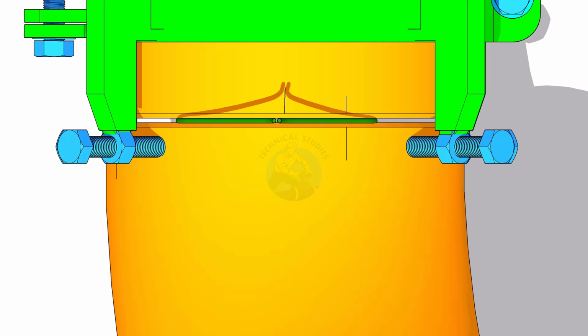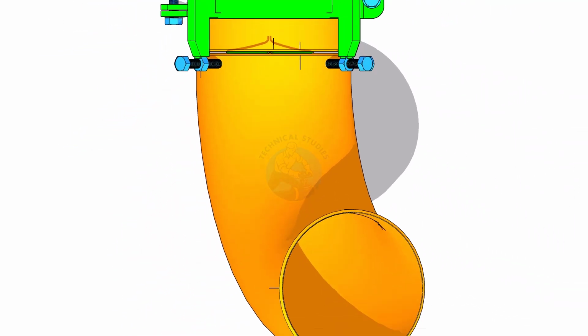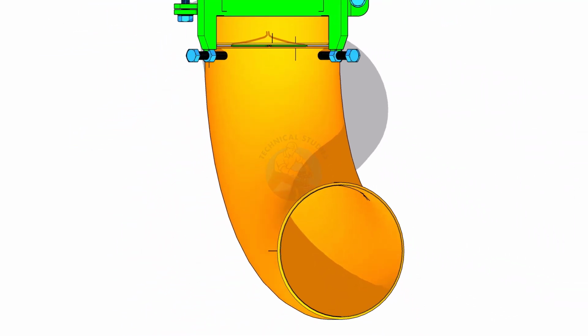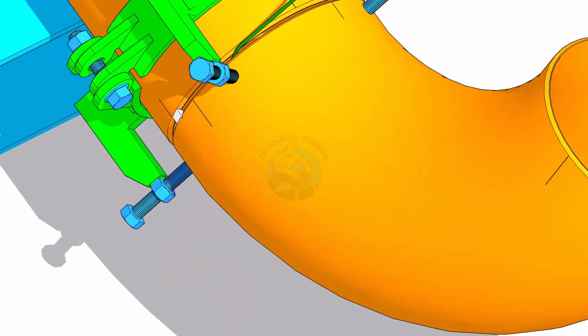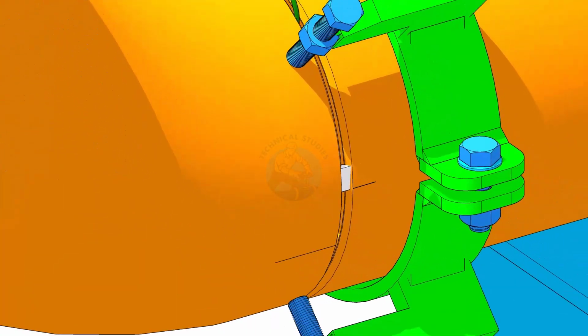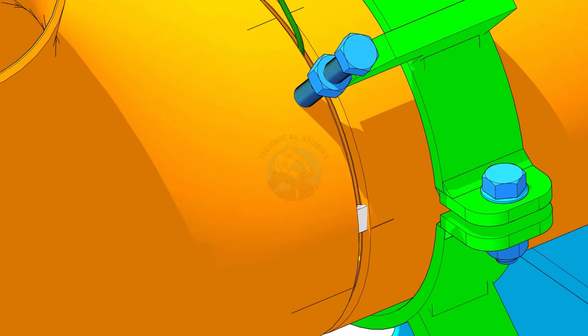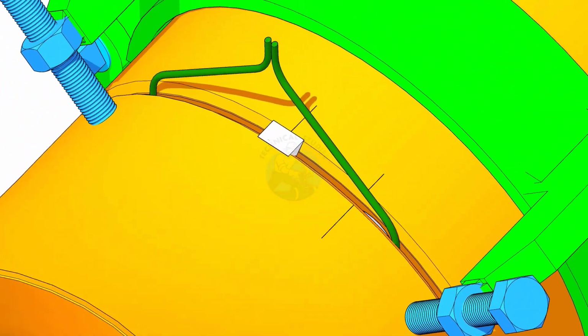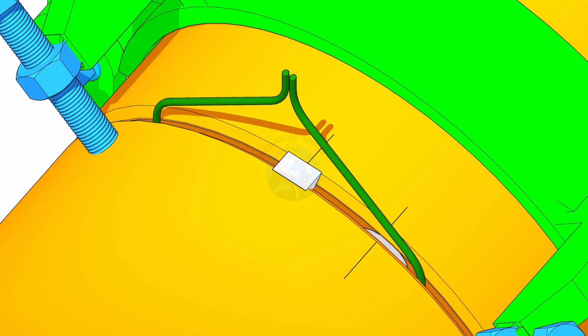Next, slowly rotate the elbow clockwise until the marks on the elbow and pipe are aligned, as shown. Once aligned, tack weld both sides of the joint first, then tack weld the top and bottom.